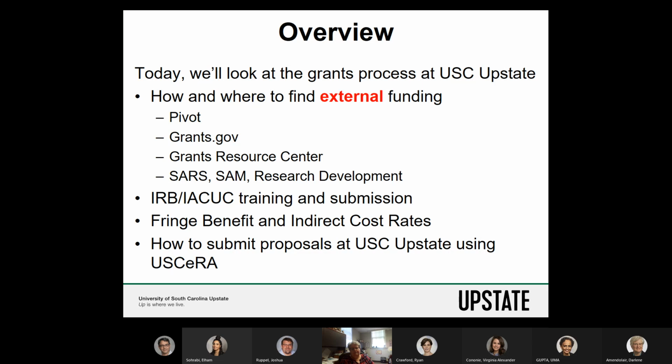USERA. USERA stands for University of South Carolina Electronic Research Administration, and that is the web-based portal that we use to submit all of our proposals. We also use it if we need to make changes to an award. There's a post-award revision process within USERA. And it's also how our proposals route for electronic approvals before they get submitted to the funding source.